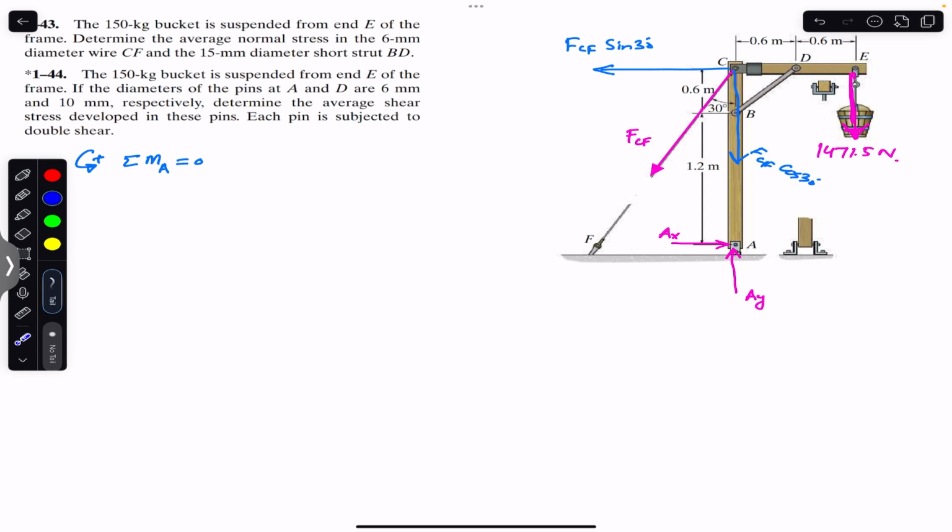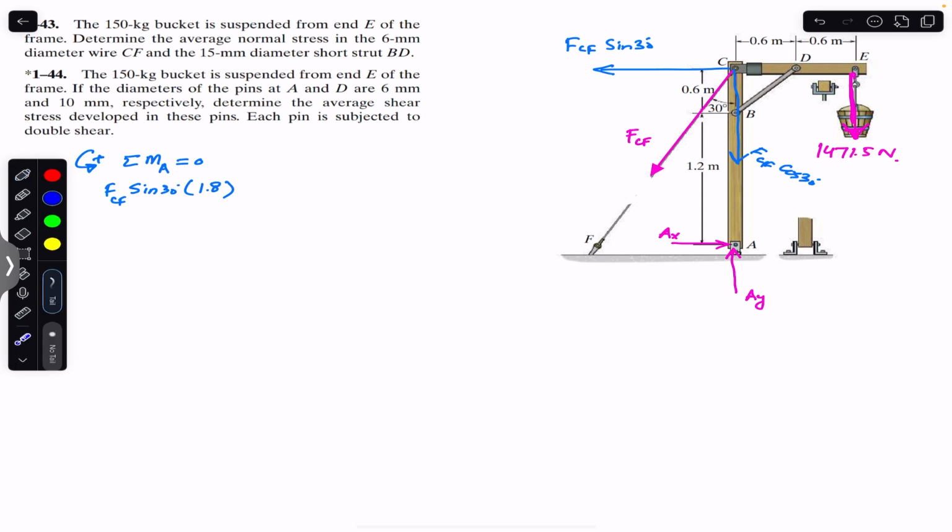Now as you guys can see that this component is passing through that point A, it's not going to produce the moment because its moment arm from that point A is equal to 0. So this component is producing the moment about point A in this direction, that is in the counterclockwise direction. So we will write FCF sine of 30, and the moment arm of this FCF sine of 30 from that point A will be this vertical distance, which is 1.2 plus 0.6. So this is 1.8. So multiply by 1.8.